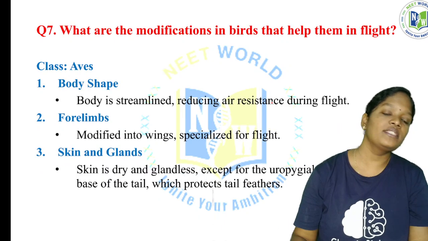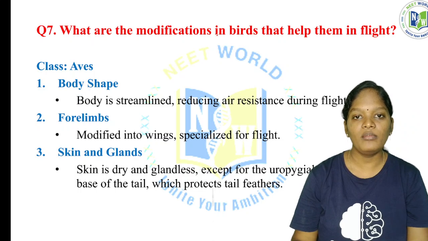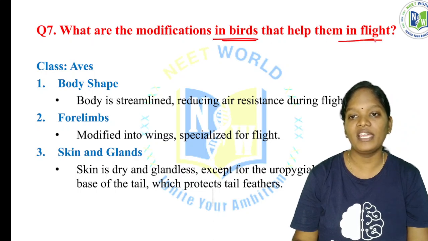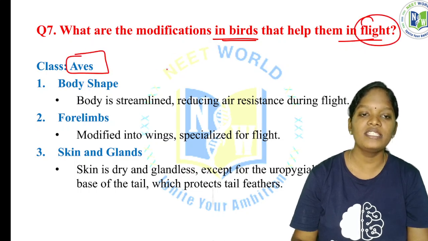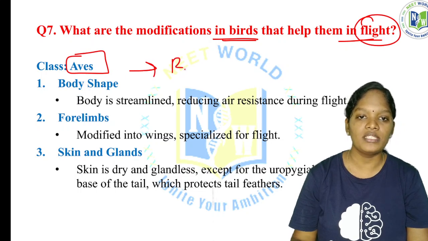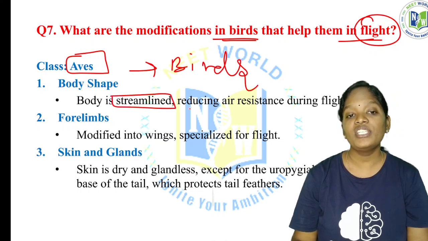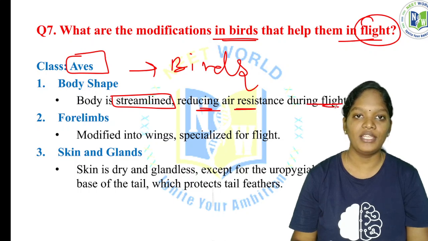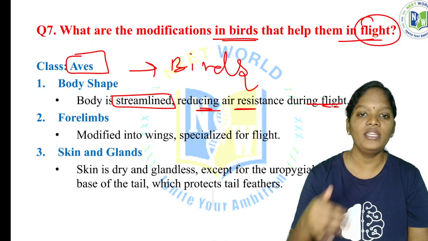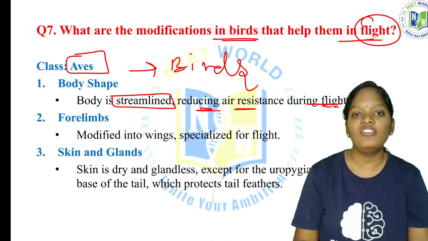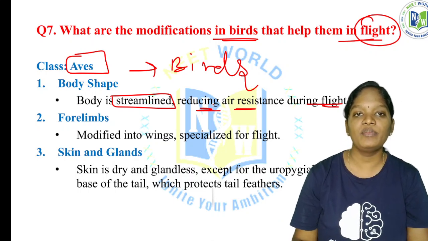Okay, now the next question will be: modifications in birds that help in flight, which means flight adaptations. Flight adaptation means definitely it is the chordate class Aves. Aves is nothing but birds. How will their body be streamlined? Why is the body shape streamlined? Because it reduces the air resistance during flight. It steers the wind so that the bird can fly easily. So that is why the body shape has been streamlined.